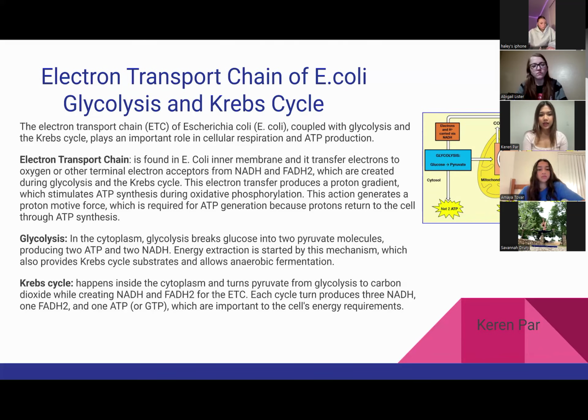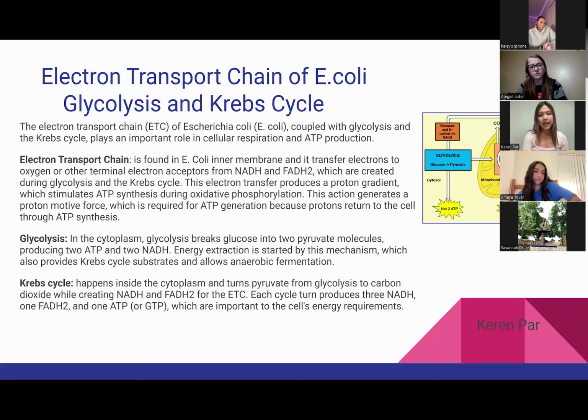Glycolysis. In the cytoplasm, glycolysis breaks glucose into two pyruvate molecules, producing two ATP and two NADH. Energy extraction is started by the mechanism, which also provides Krebs cycle substrates and allows anaerobic fermentation.